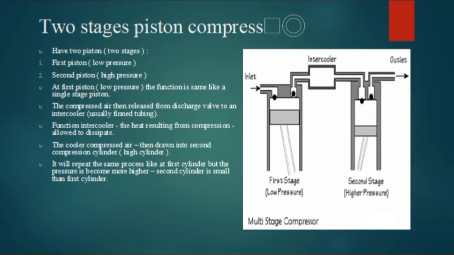Two-stage piston compressor. This type of compressor has two pistons. The first piston is low pressure. The second piston is high pressure. At the first piston, the function is the same as a single stage piston. The compressed air is then released from the discharge valve to an intercooler. The function of the intercooler is to allow the heat resulting from compression to dissipate. The cooled compressed air is then drawn into the second compression cylinder. It repeats the same process as in the first cylinder, but the pressure becomes higher because the second cylinder is smaller than the first cylinder.